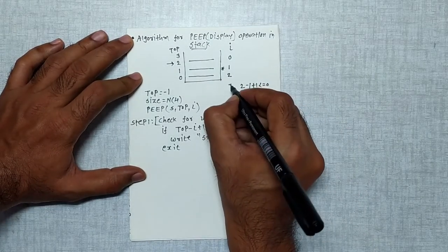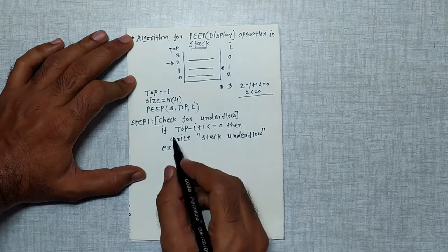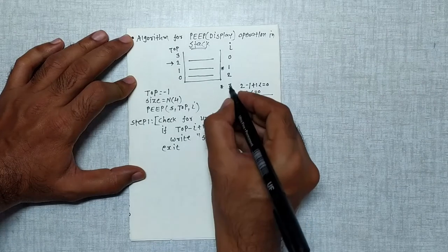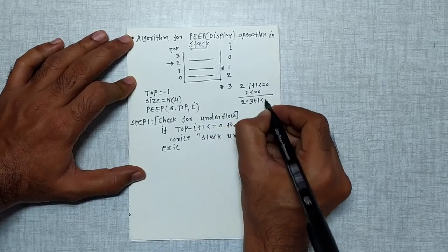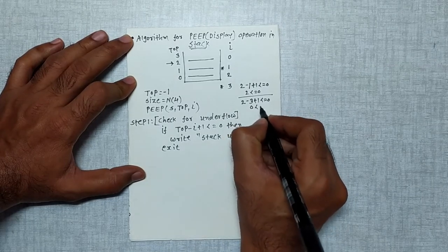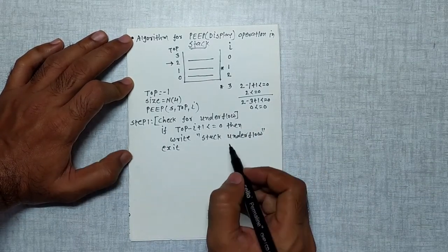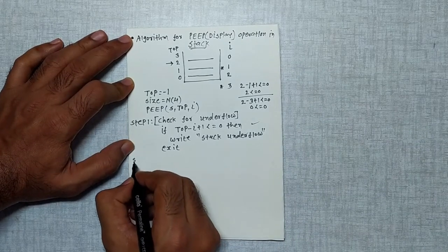Now check again for underflow. By mistake if I give the value as 3, what will happen? Top is indicating 2, minus 3, since I want to fetch this element, plus 1, less than or equal to 0 or not? So 2 minus 3 plus 1 is 0, which is less than or equal to 0. So in this case stack underflow will occur. With this condition we can go ahead.